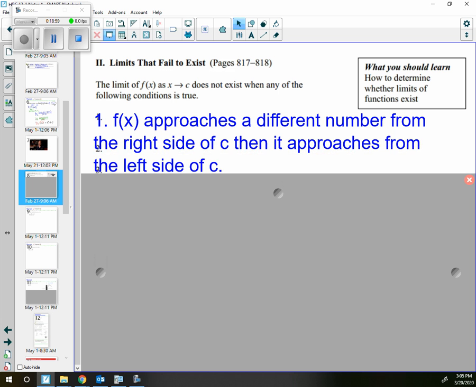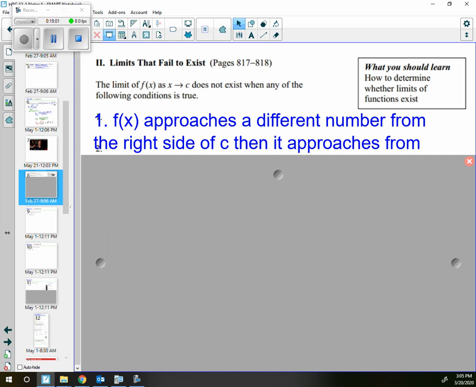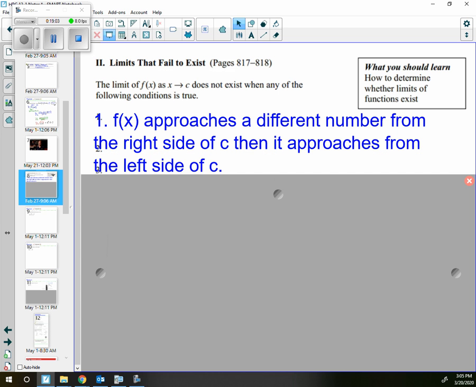All right, so here's the first one, and I had to make it a little bit bigger so we could actually read. So if you'd want to just follow my 1, 2, 3 here. The first way that it doesn't exist is if the function value approaches a different number from the right side than it does from the left side as you get closer and closer to c. This one's called a jump discontinuity.